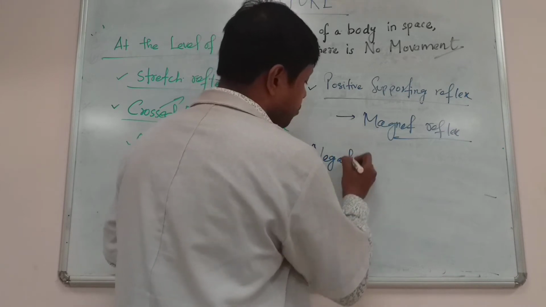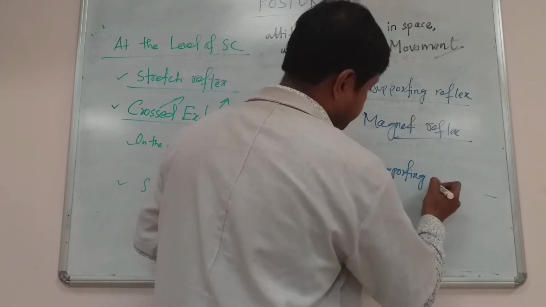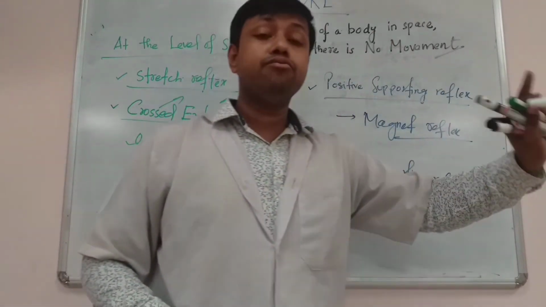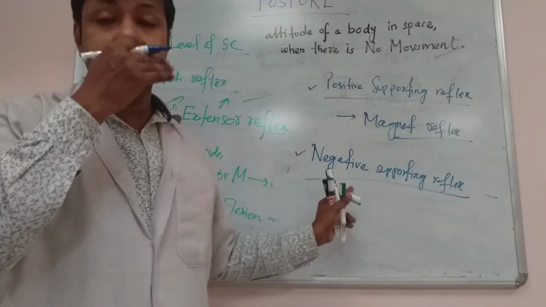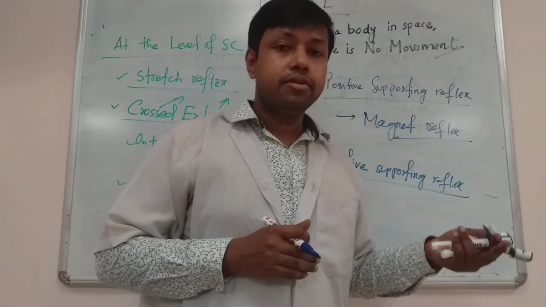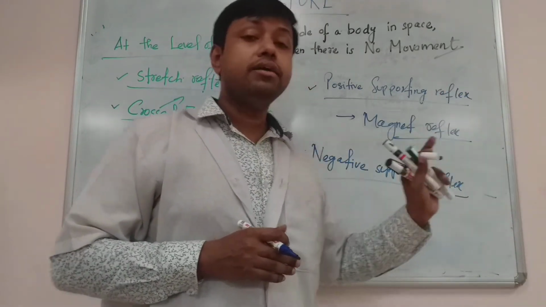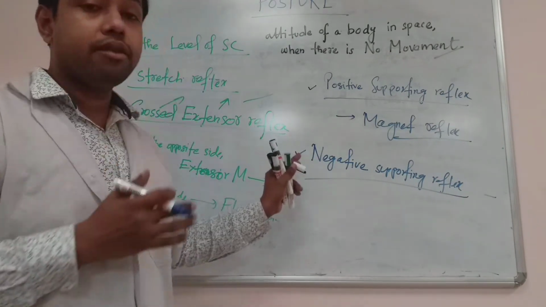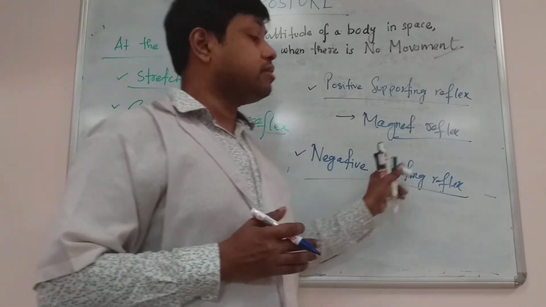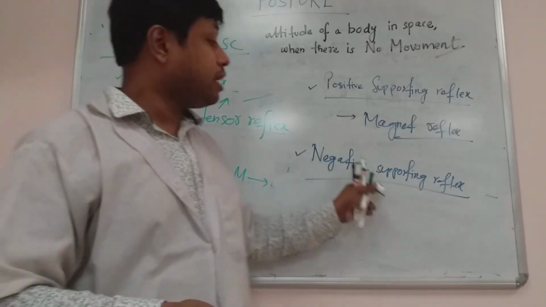Next is negative supporting reflex. What is negative supporting reflex? Even in spite of extension of all the limbs, if the body cannot support the body weight, then ultimately the supporting reflex will fail. Can you understand? So we call it negative supporting reflex. In spite of extension of all the limbs, if the limbs cannot support the body on the surface area of the supporting surface, then the supporting reflex will fail, and the body has a chance of falling, and we call it negative supporting reflex.